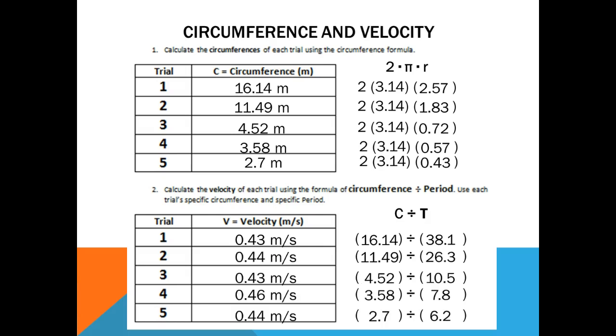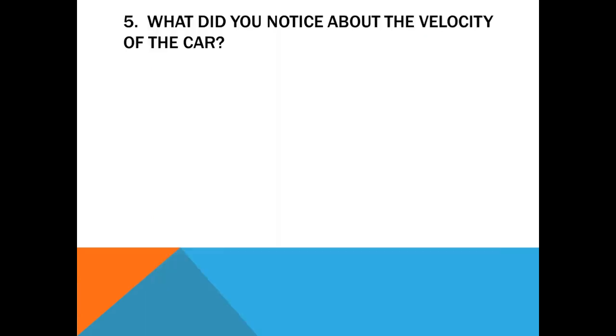Repeat for all of the other trials. Use the circumference from above and the time or period from your lab. Remember, your numbers should not be the same as this. This is just an example of the calculations you'll need to follow.